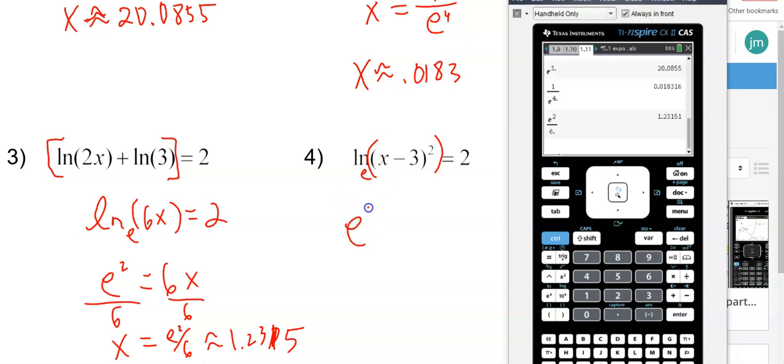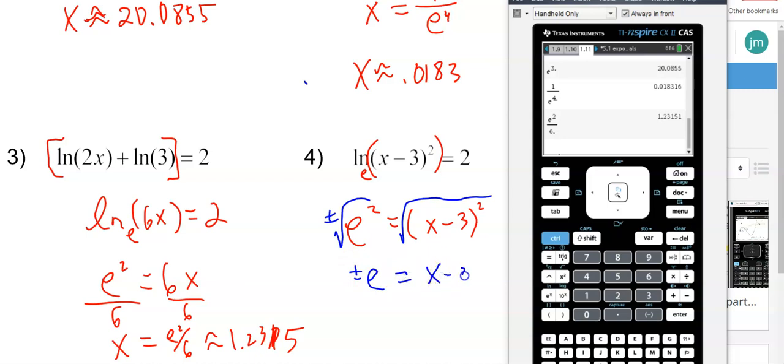So it'd be e to the second equals, this is a little tougher, x minus 3 squared. Now, what could I do to both sides there? Do you see a move you could make here? You could take the square root of both sides, right? Plus or minus on this side. So we get plus or minus e equals x minus 3. Add 3 to both sides, you get 3 plus or minus e is equal to x. Those are the exact answers.